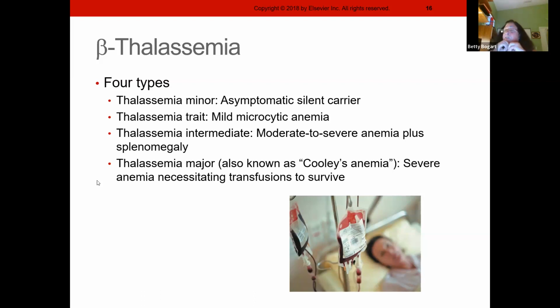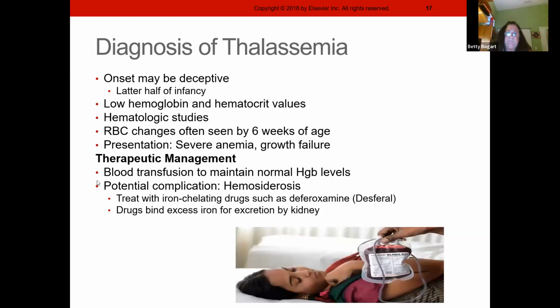Those cells are bursting, bursting, bursting. They don't live long. And these children who can become adults need transfusions to live. How frequent depends on how quickly those cells are being burst. Now, we don't necessarily see these things like sickle cell. We might see something at birth. We'll see those sickle cells and we'll know that it's sickle cell.